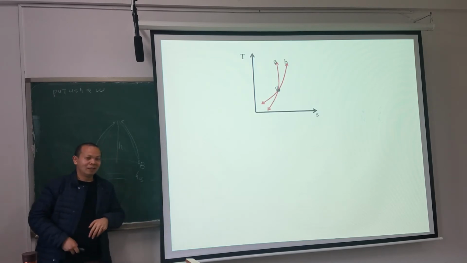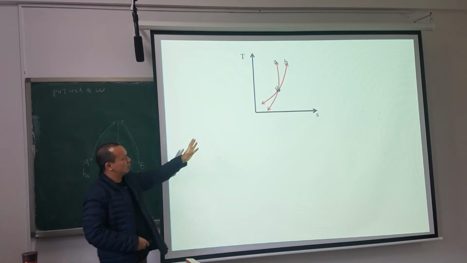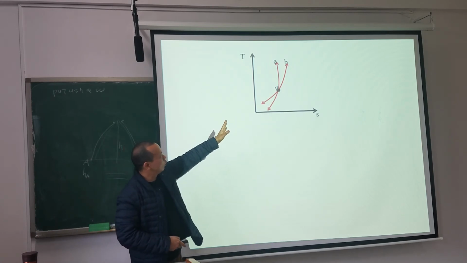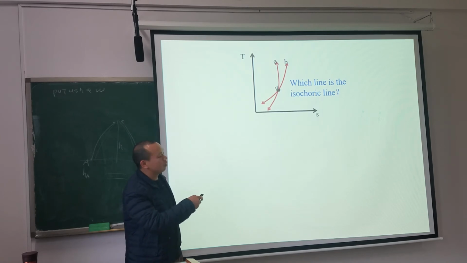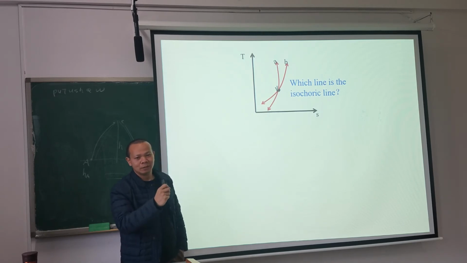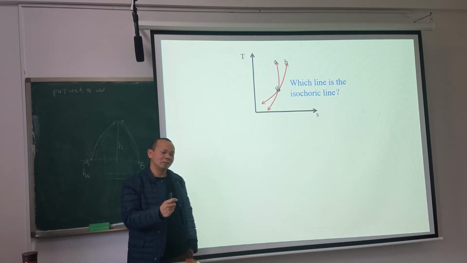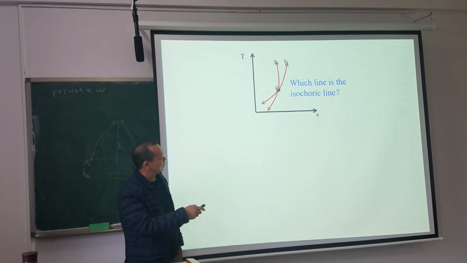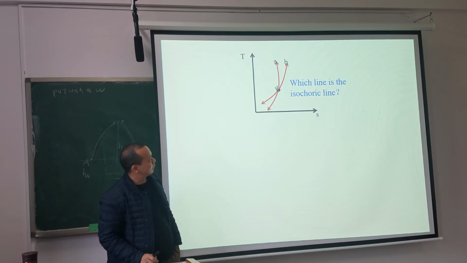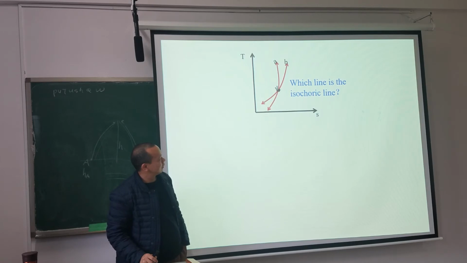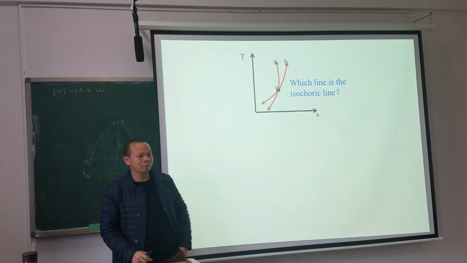Okay. I draw two lines here. Maybe one is a constant volume, and the other is a constant pressure. So now, my question is, which line is the isochoric line? B. Of course, constant volume. No, I don't think it is B.